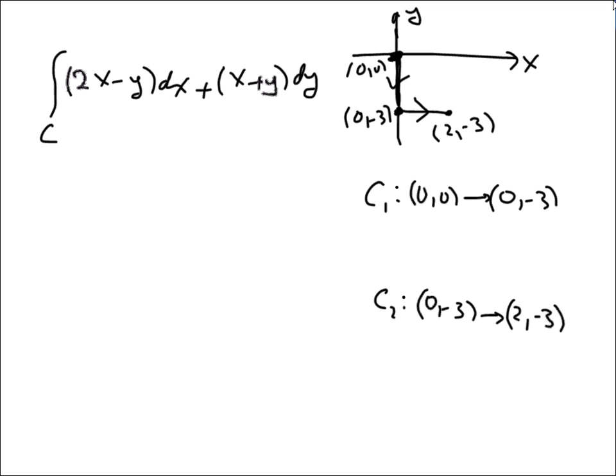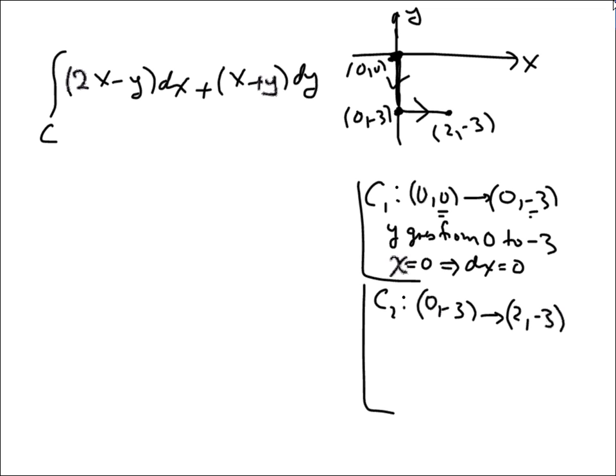Now, for the first path, C1, y goes from 0 to negative 3, and x is constant. X is 0, which means dx is 0. On the second path, y is constant, but x goes from 0 to 2. Y is always negative 3, so dy is 0.